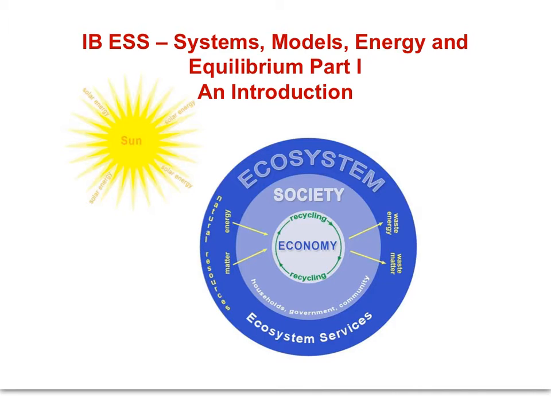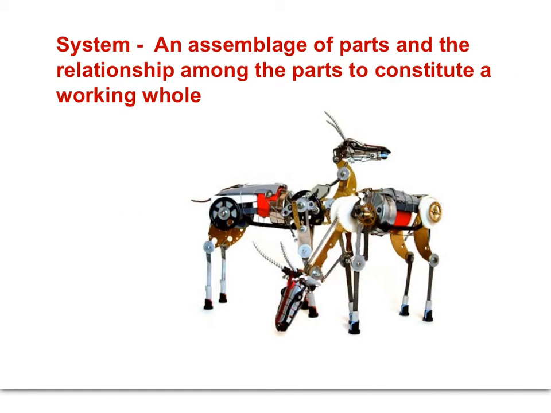The significant ideas are: a systems approach can help in the study of complex environmental issues. The use of systems and models simplifies interactions, but may provide a more holistic view without reducing issues to a single process. A system is an assemblage of parts and the relationships among the parts to constitute a working whole.